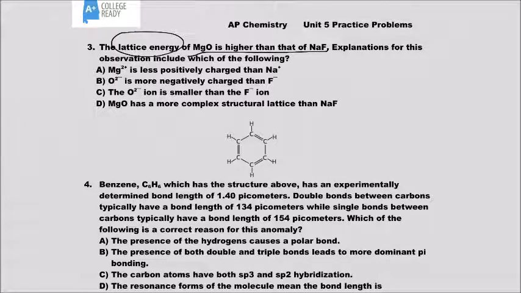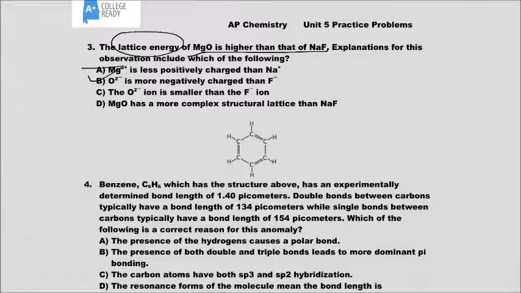So let's see which one of these makes sense. A, Mg2+ is less positively charged than Na+. We have the right charges here, but it's not less, it's more. All right, B, oxide is more negatively charged than fluoride. Yeah, that sounds good. C, the O2- ion is smaller than the fluoride ion.